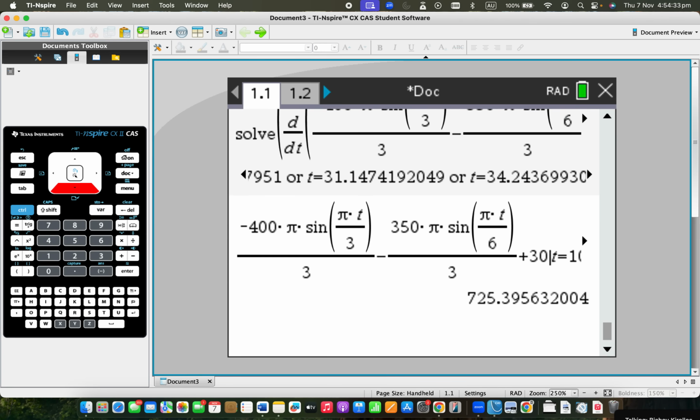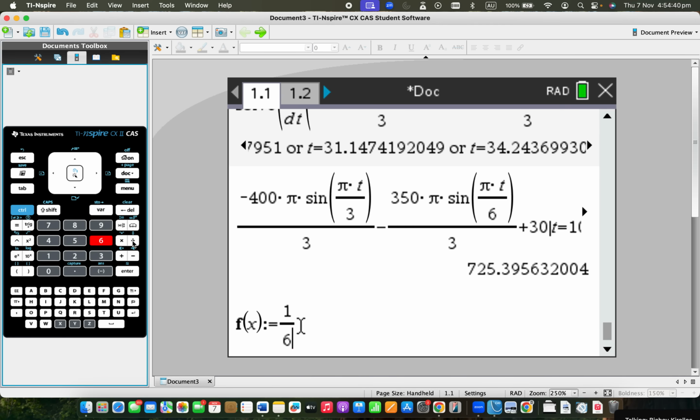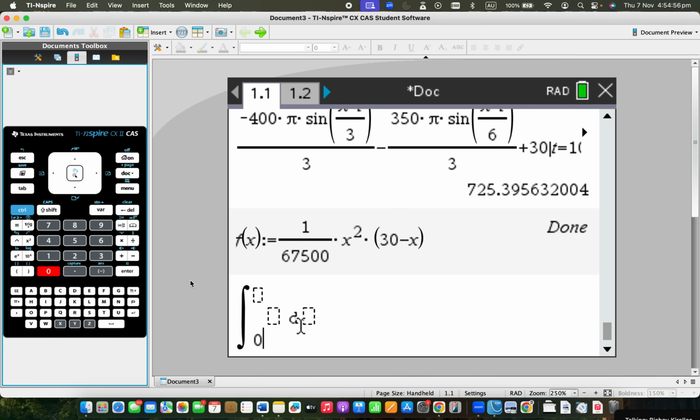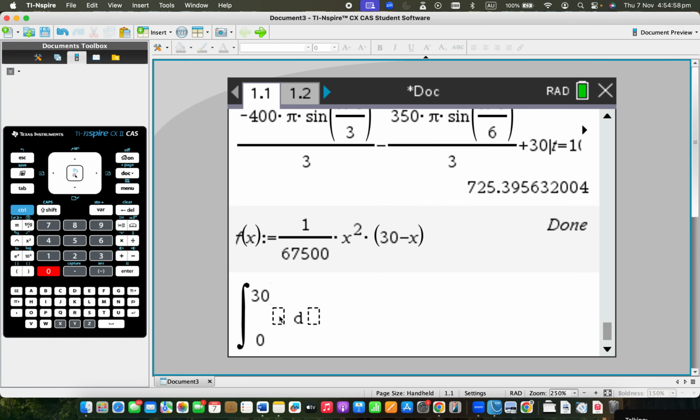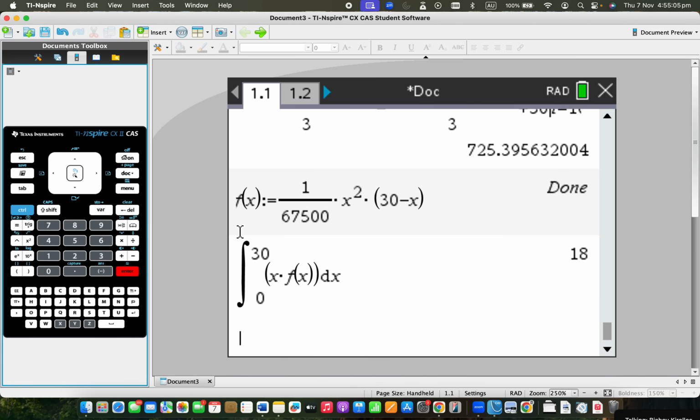So I'm going to define a new f of x, which is 1 on 67500 times x squared times 30 minus x. Okay, and now the mean is the integral from 0 to 30 of x times f of x. And that's 18.